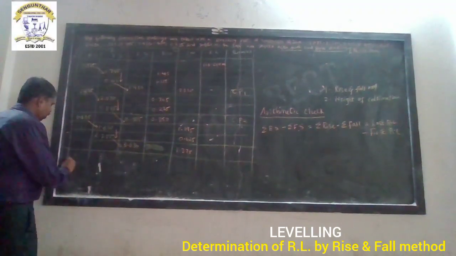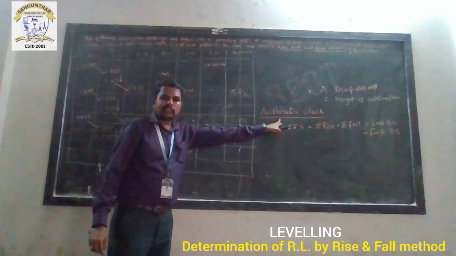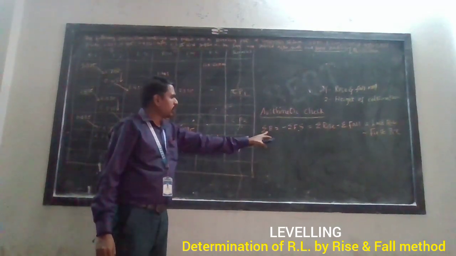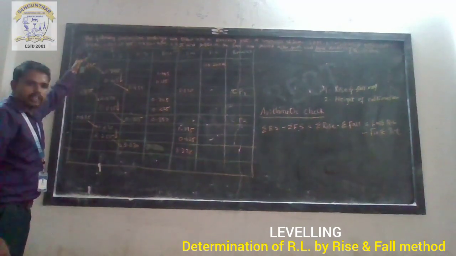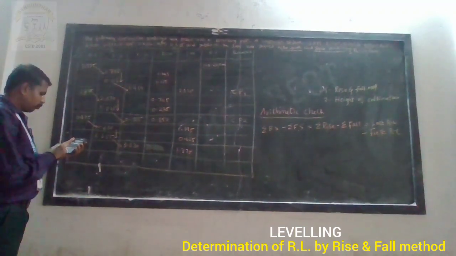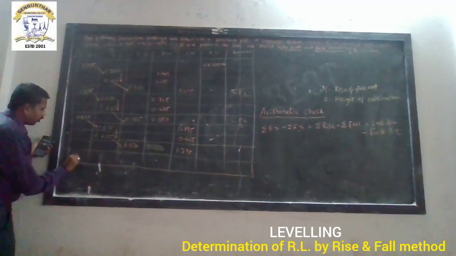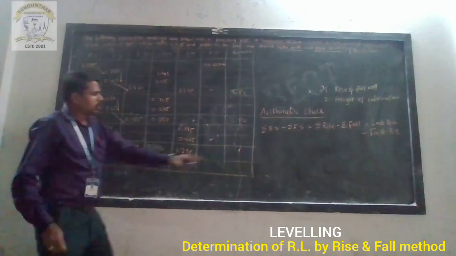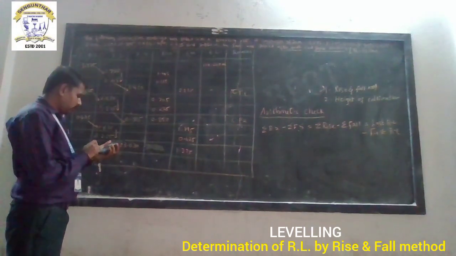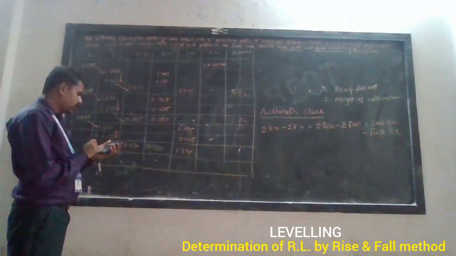Okay, after that, in the last row, I will find the summation of values to utilize the arithmetic check. What is the arithmetic check? Initially, summation of backsight minus summation of foresight. For finding the summation of backsight, just add the values in the backsight. So 3.375 plus 2.835 plus 0.435. The sum of backsight values is 6.645. And then summation of foresight. That means adding the values in the foresight. So 3.450 plus 0.985 plus 3.630.